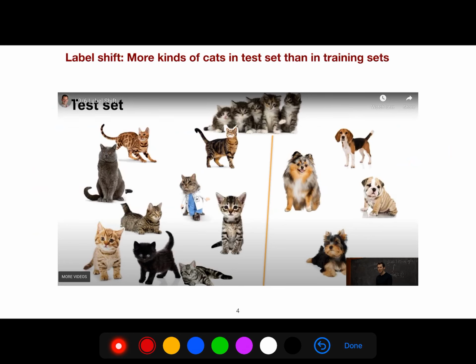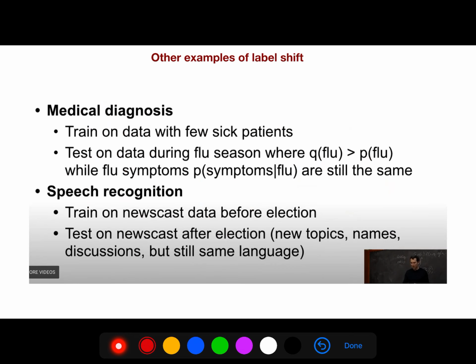For example, for label shift, you can have more cats in the test set than in the training set. Another example of label shift, which is different from my previous slide, is training on data with few sick patients, then testing on data during flu season where the probability of flu is greater, but flu symptoms are still the same. Or in speech recognition, training on newscast data before an election and testing on newscasts after the election.